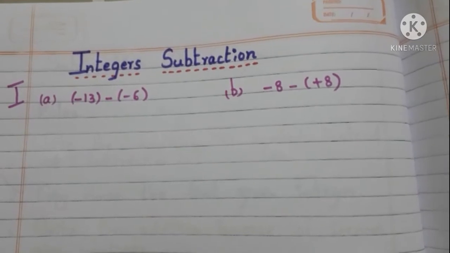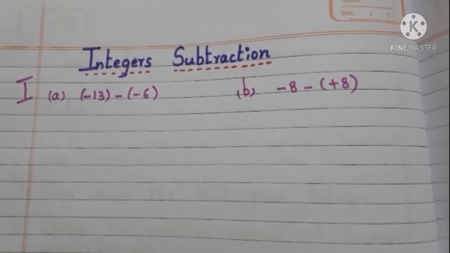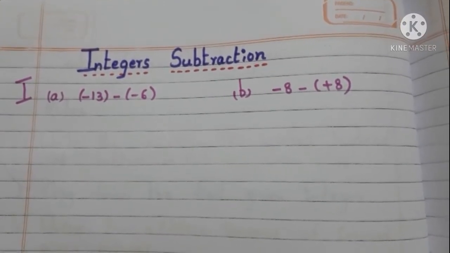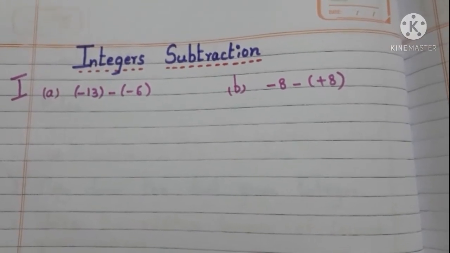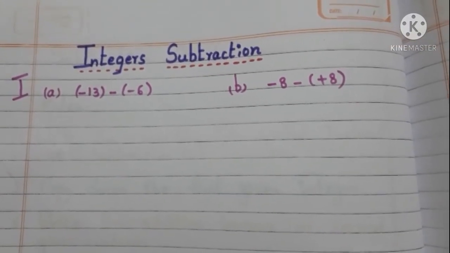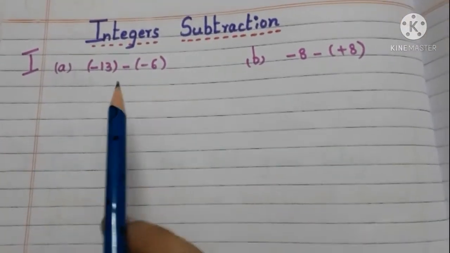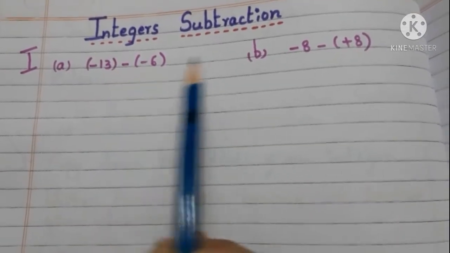In the previous video, we already learnt about how to subtract integers. If you want to watch that video, please click the link given in the description box. Today, in this video, we will do some more exercises on integers subtraction. So, let's get started. First one is negative 13 minus negative 6.